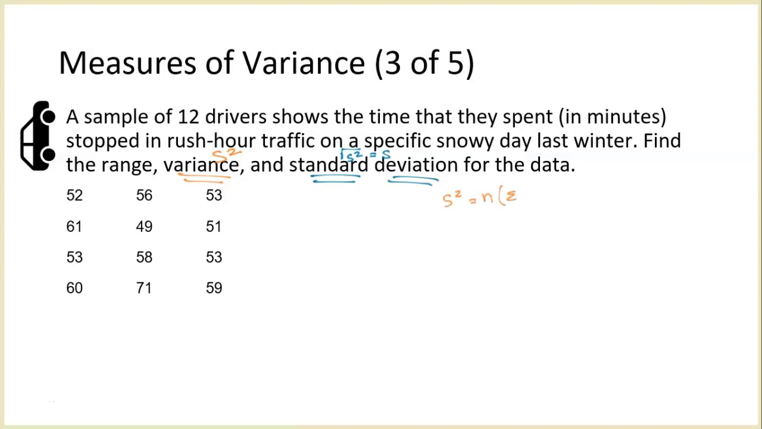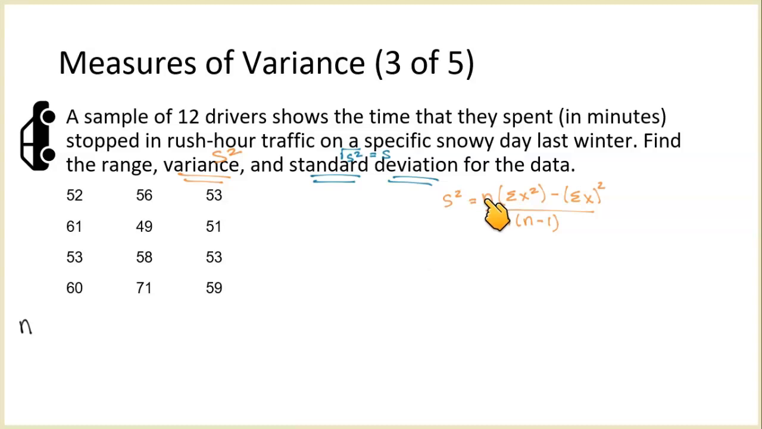The formula for variance, the shortcut formula, has some notation we are familiar with, and I'll go over that. N represents the sample size, so in this case, the 12 drivers. And then we only have to really find 3 bits of information to use this formula.